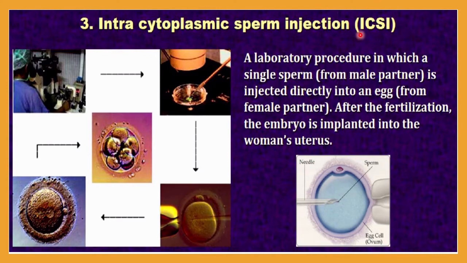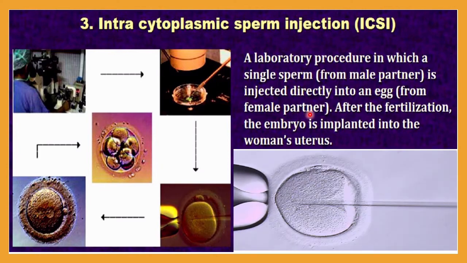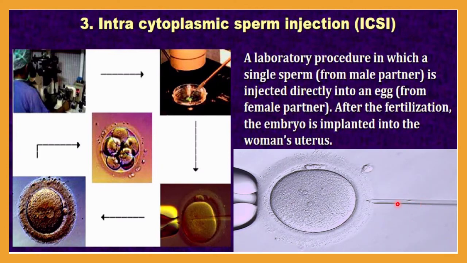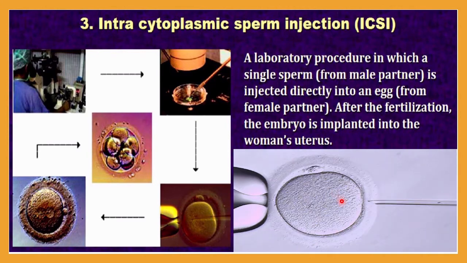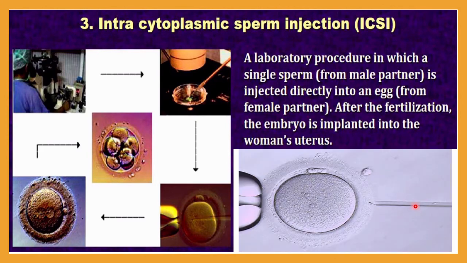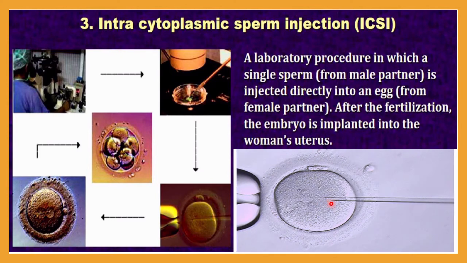This is nothing but one kind of micro injection. We have already learned in the biotechnology chapters what a micro injection is, and this process follows the same principle. Here it is a laboratory procedure in which a single sperm from the male partner is injected directly into the egg cell from the female partner. Here you can see how it is injected. This is the ovum, and by using this micro injection, the sperm cell is directly injected into the ovum.